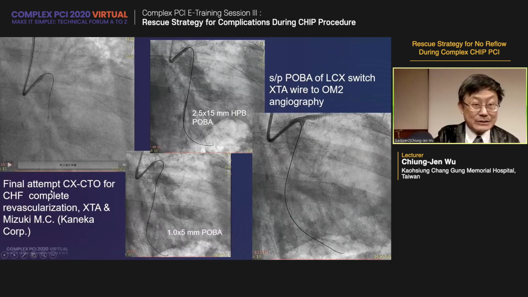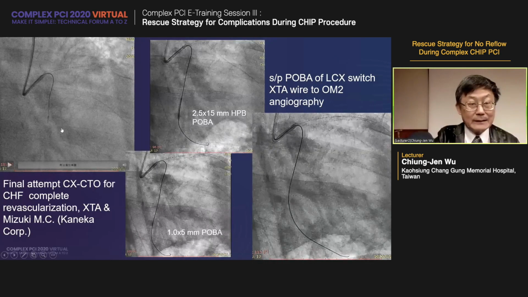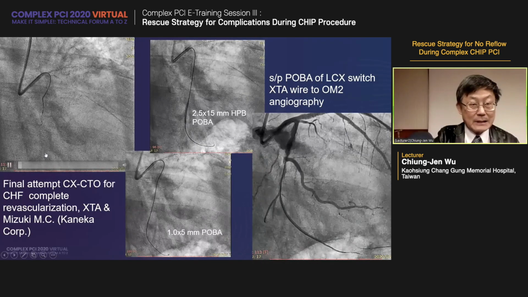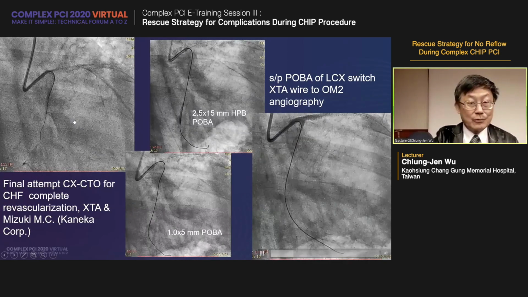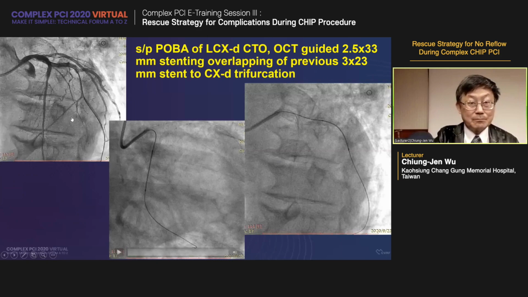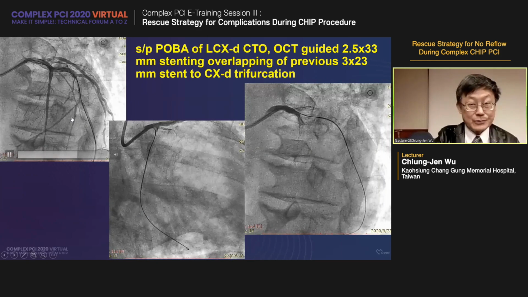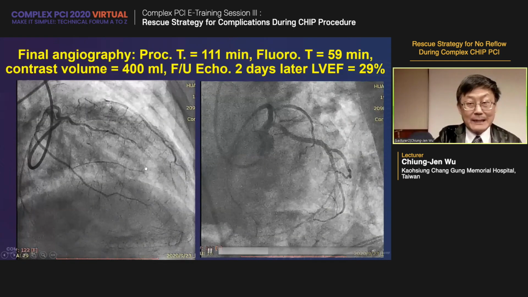And after that, we were considering complete revascularization. So we used the XTA again in the second phase. Luckily, we were able to pass and balloon. Then we used OCT guidance, putting a stent in the proximal portion. And this is the final angiogram. Probably I can show you the last two slides.